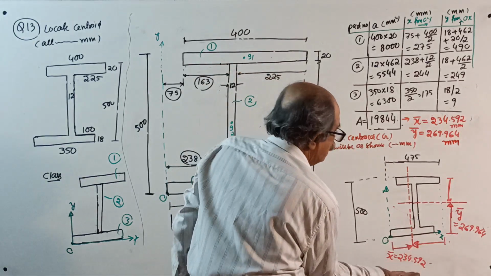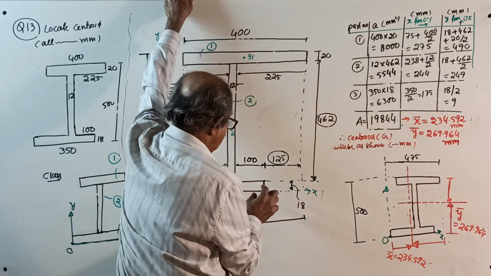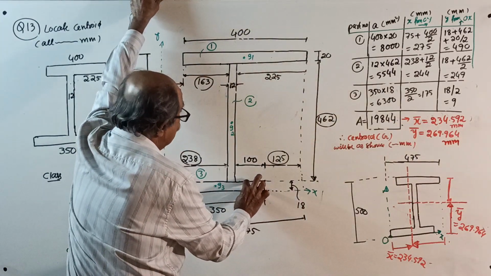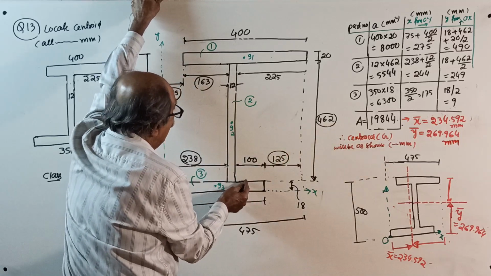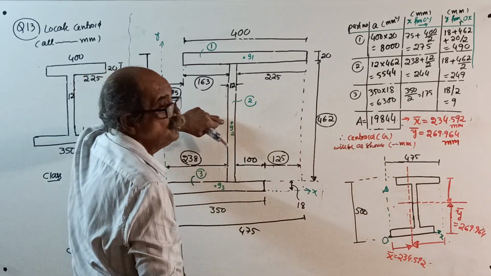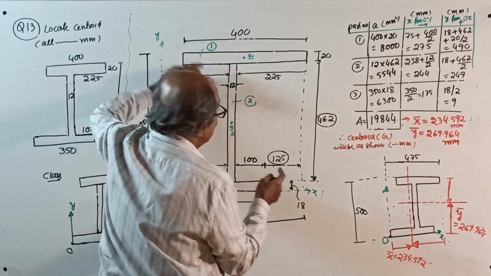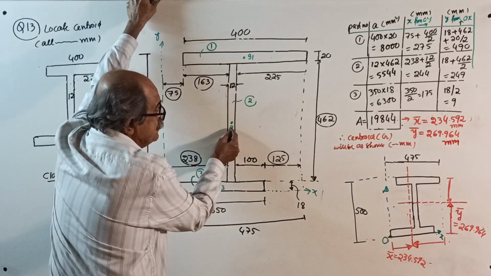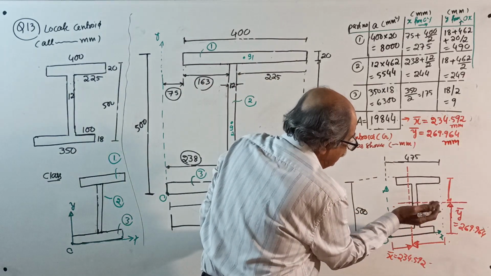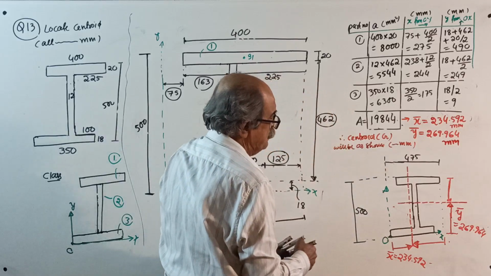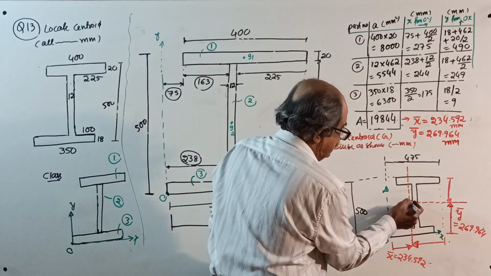Okay, then y bar 269.964. 18, this is 462. 18 plus half of 462 is 249. You can see here 249. You got 269. So it will be center of this member. If you see the center of this member, slightly above center, 269.964. Okay, over. Now, this is the centroid G.